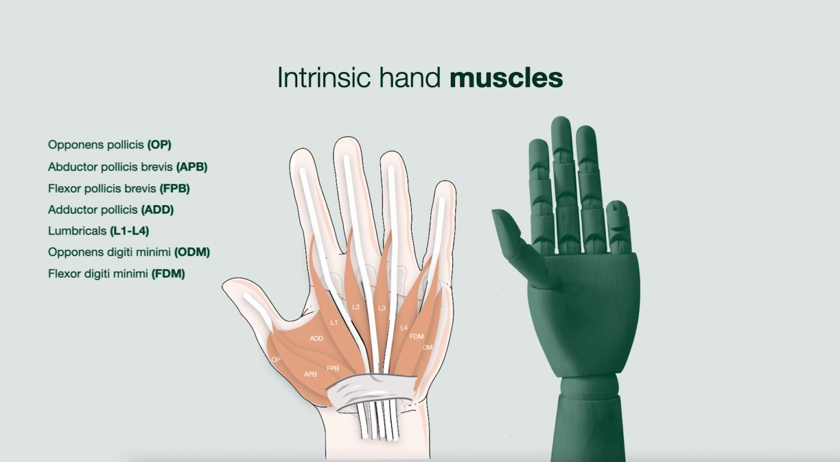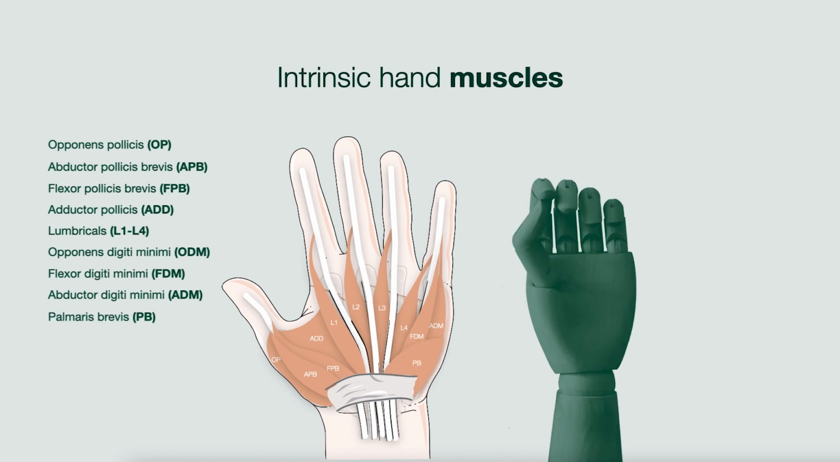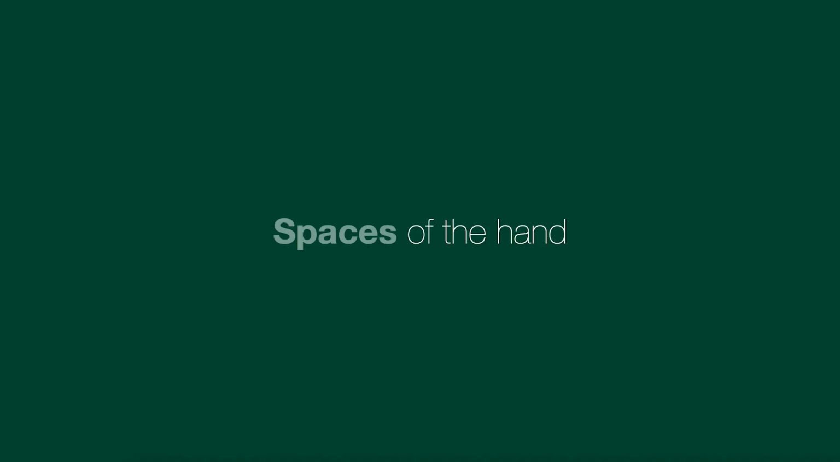the abductor digiti minimi abducts the 5th digit, and the palmaris brevis pulls on the skin overlying the hypothenar eminence, which deepens the hollowing of the palm, which in turn improves the grip. Other intrinsic muscles not shown here include the interosseous muscles of the hand located between the metacarpals, which enable finger abduction and adduction. Now we're going to briefly look at the spaces of the hand.